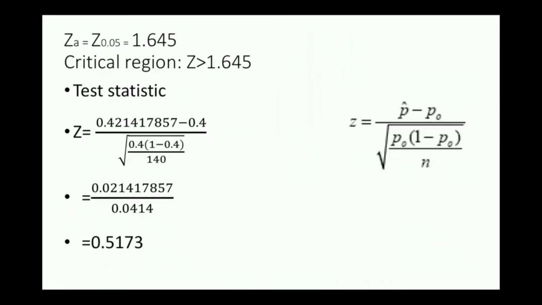According to the Z table, we can find out z 0.05 is equal to 1.645, and the critical region is z bigger than 1.645. Based on the formula on the right hand side, we can find out z equals 0.421417857 minus 0.4, divided by the square root of 0.4 times 1 minus 0.4 over 140, which is equal to 0.5173.